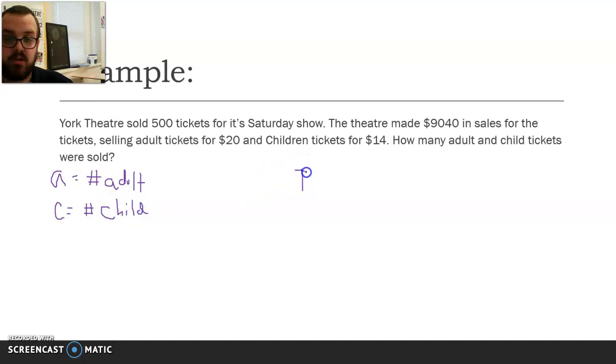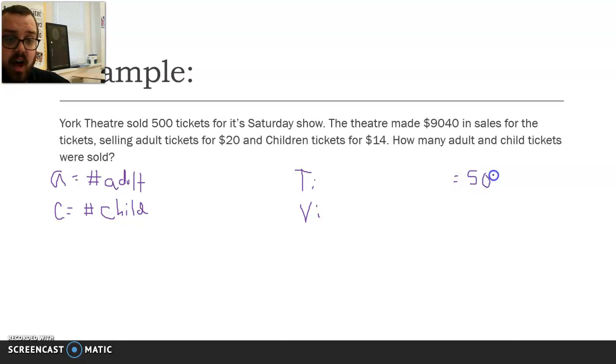So we're going to have a total equation, and we're going to have a value equation. Well, for the total equation, if we look at this problem, we see that we sold 500 total tickets. That's the amount of the items that we have. Notice again, I'm talking about the amount. I'm not talking about what it's worth. I'm just talking about how much of the thing do I have. We know we sold 500 total, so that's going to be what this equals.